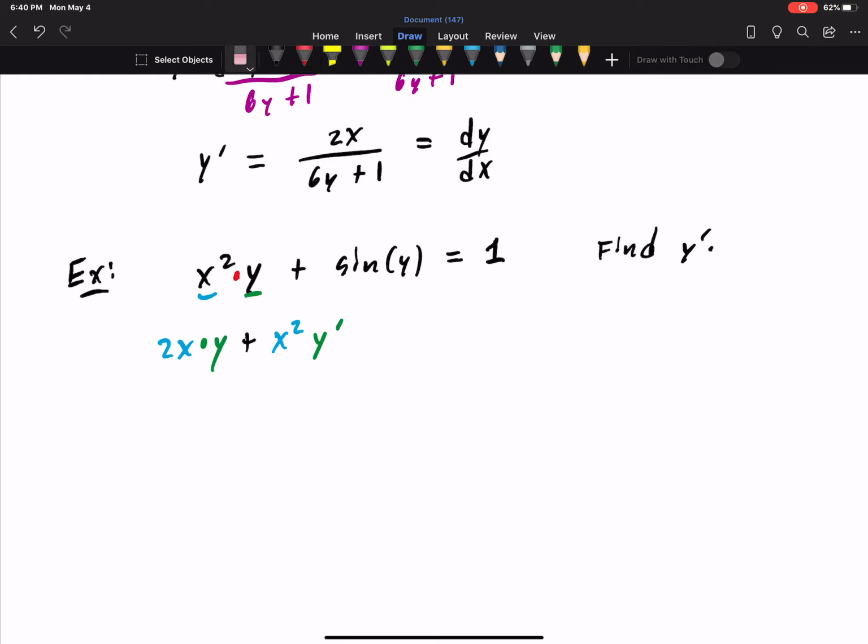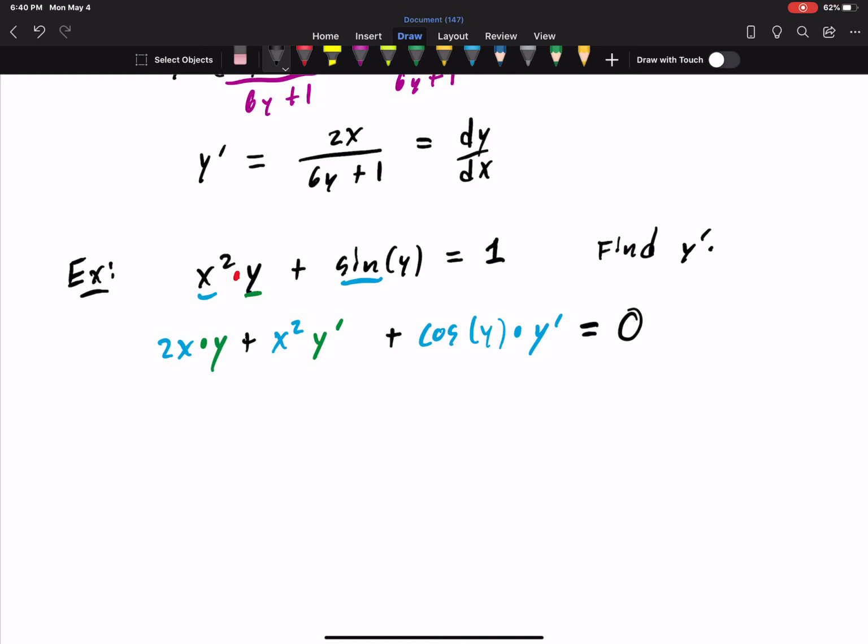Now we need to handle the second one. So we have sine, and to derive this is again going to be a chain rule sort of thing. We have sine of y, and y is a function of x. So we derive the outside and leave the inside alone. The derivative of the outside is cosine of y. Leave the inside alone, which is just y. Then you multiply by the derivative of the inside, so that's y prime. That takes care of the whole sine term. Then on the right-hand side, you have 0, because 1 derives away to be 0.